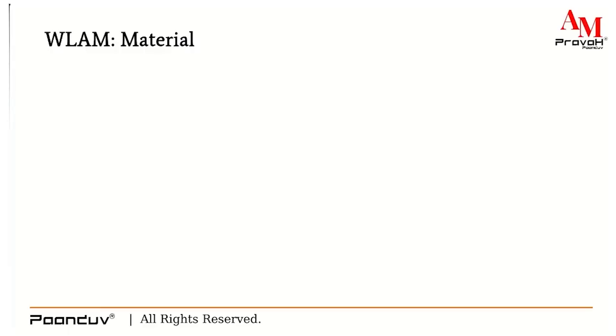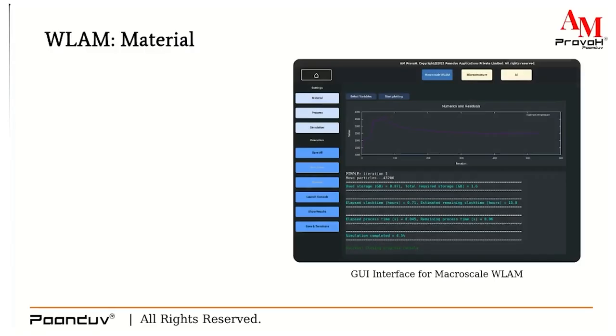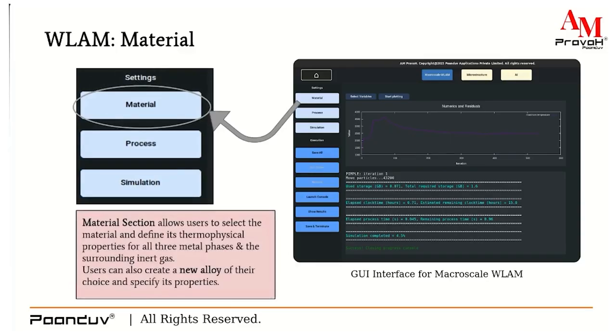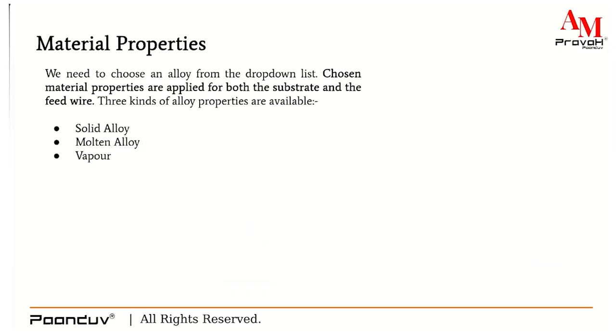So next, I'm going to introduce you to the GUI interface for macro scale WLAM. Here, as you can see, under the settings section, there are three icons: material, process, and simulation. So the material section actually allows users to select the material and define its thermophysical properties for all three metal phases and the surrounding inert gas. Users can also create a new alloy of their choice and specify its properties.